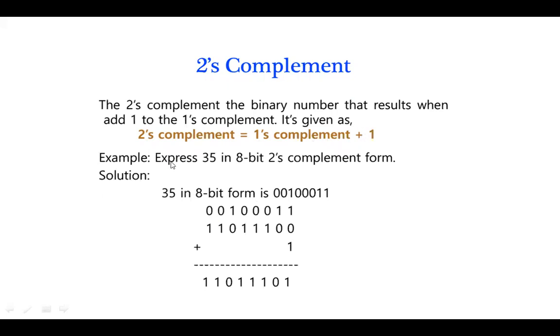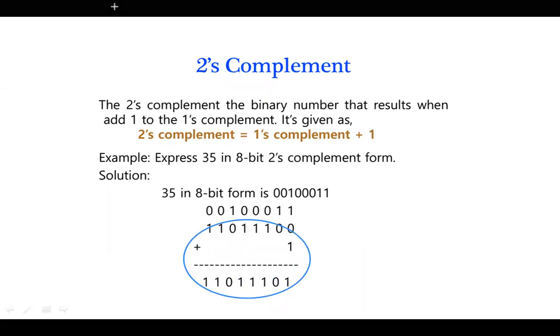If I take an example 35, this is 35 in binary format. One's complement will be 1101100. Two's complement will be adding a 1. So taking one's complement of the number, and if you add a 1, that will give you the two's complement.